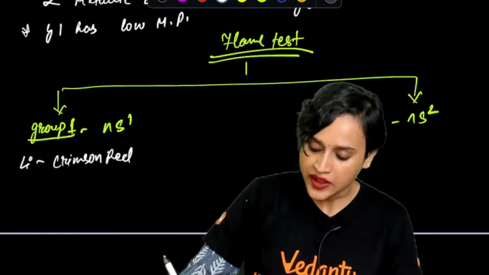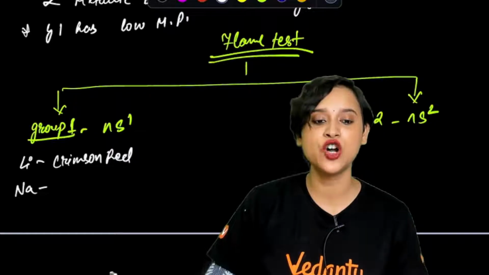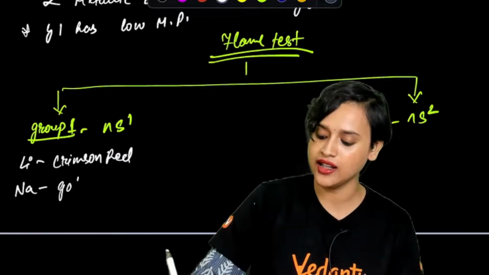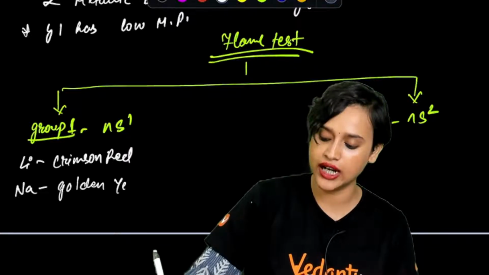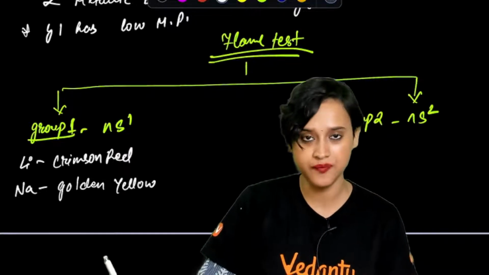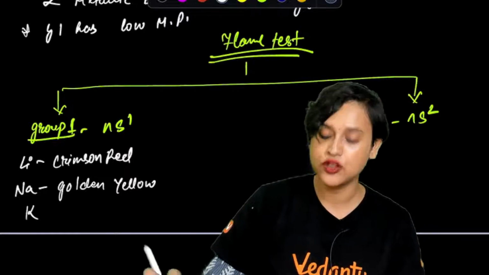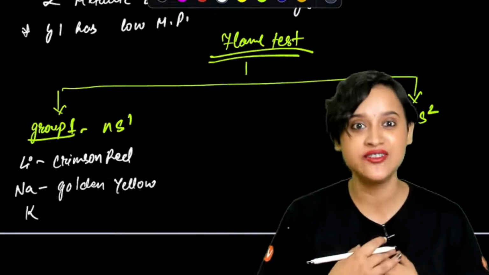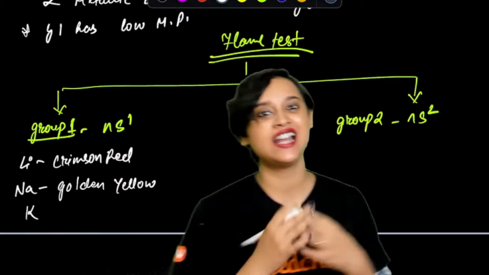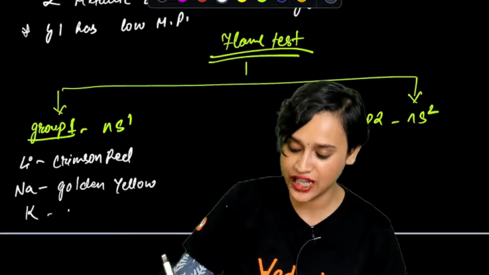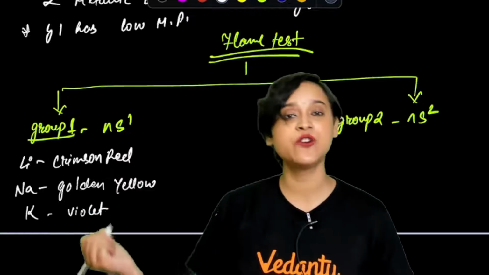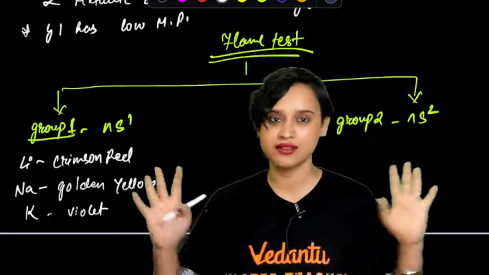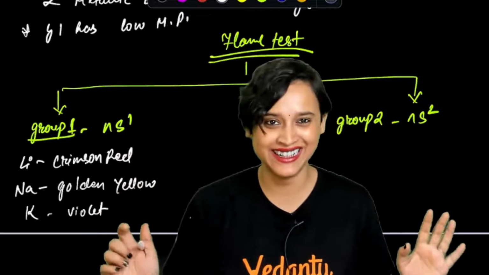This is how you remember the first color. Then you know that sodium, S for sodium, S for sun. Sun is golden yellow in color, isn't it? So write down golden yellow. Now you have potassium. Ma'am belongs to Kendriya Vidyalaya, so K for potassium and V for violet. Now that you know these three, this is absolutely my class.